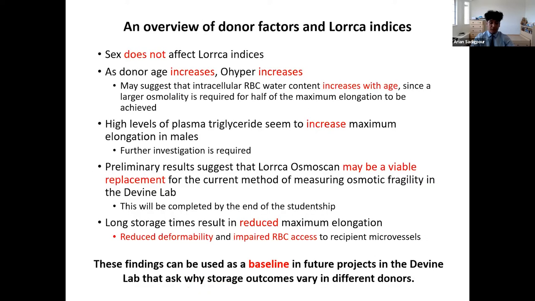Our three objectives allowed us to determine a baseline of LORCA indices for future studies that investigate why storage outcomes vary in different donors, summarized here.